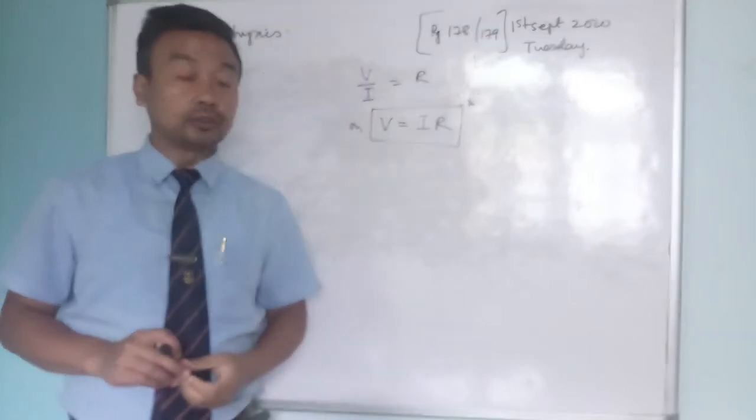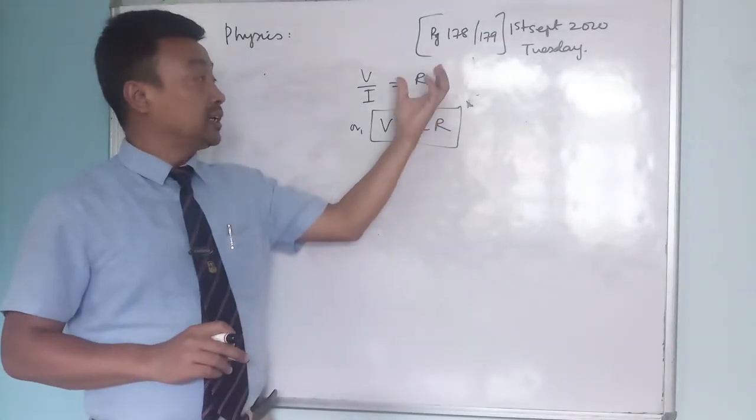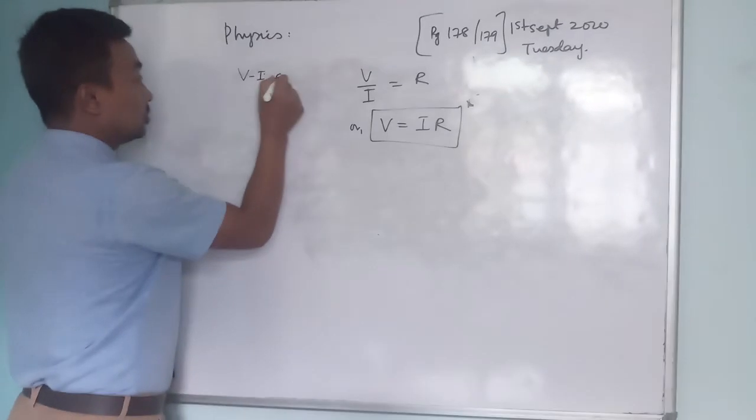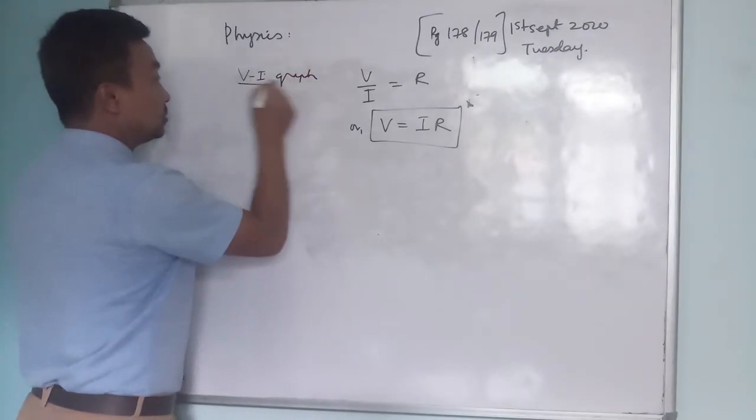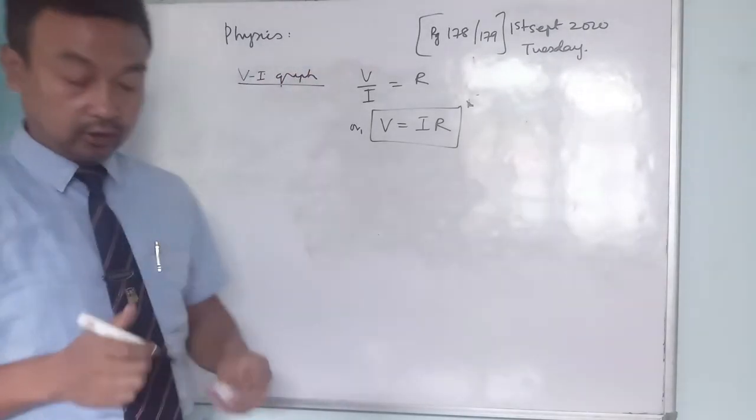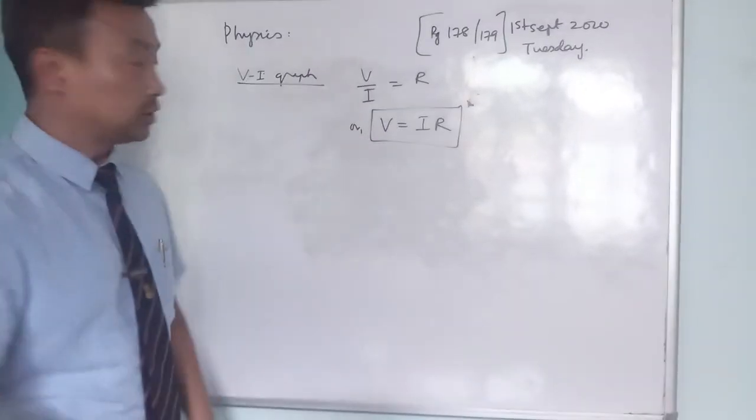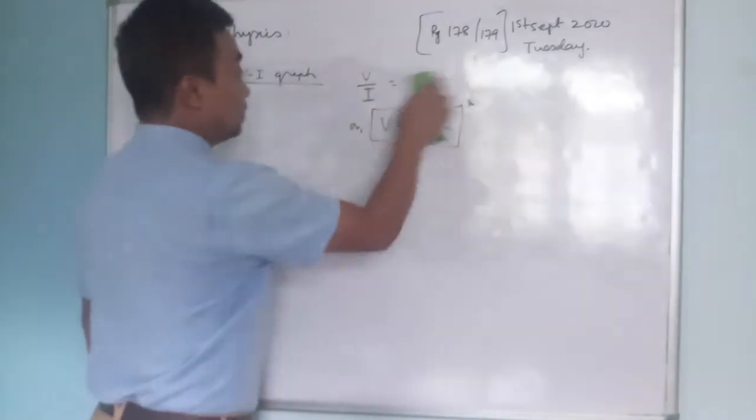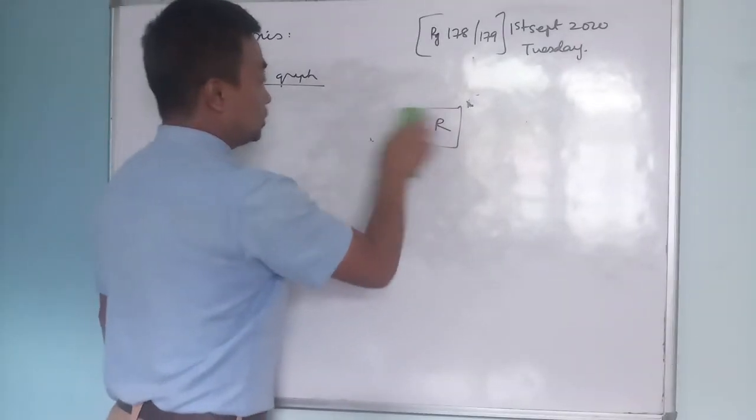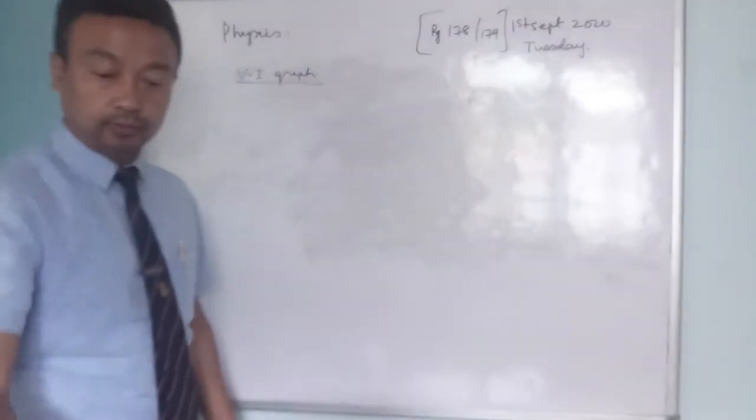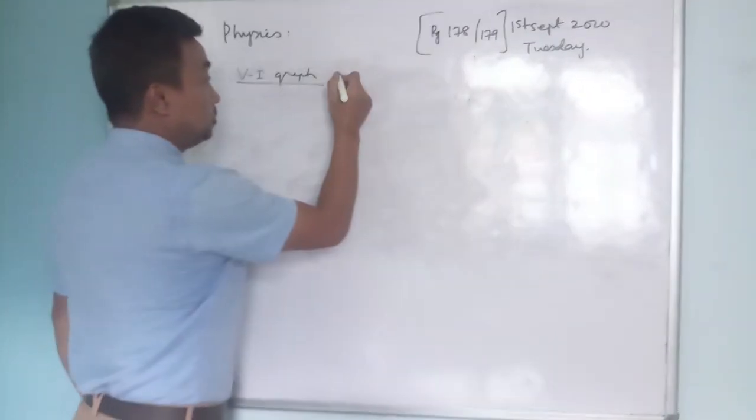R is the constant, and in order to explain this, there is a graph which we can show. It is known as the VI graph. Let us plot the VI graph. That is, along the x-axis, let us plot the current flowing through the conductor, and along the y-axis, let us plot the potential difference that is applied across its ends. Okay, so let me draw this quickly.